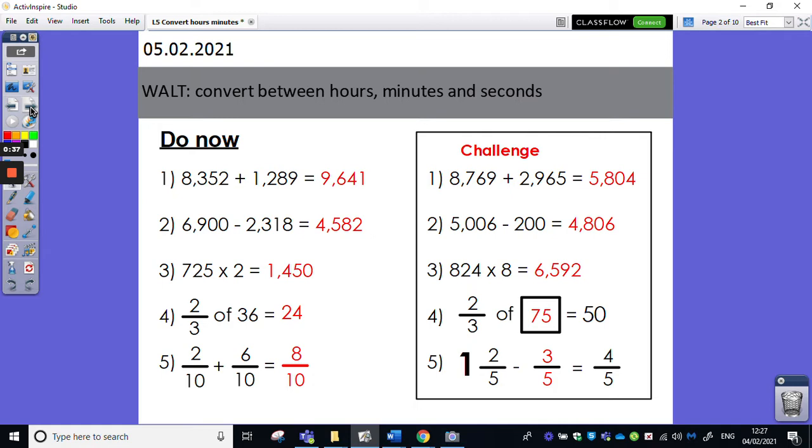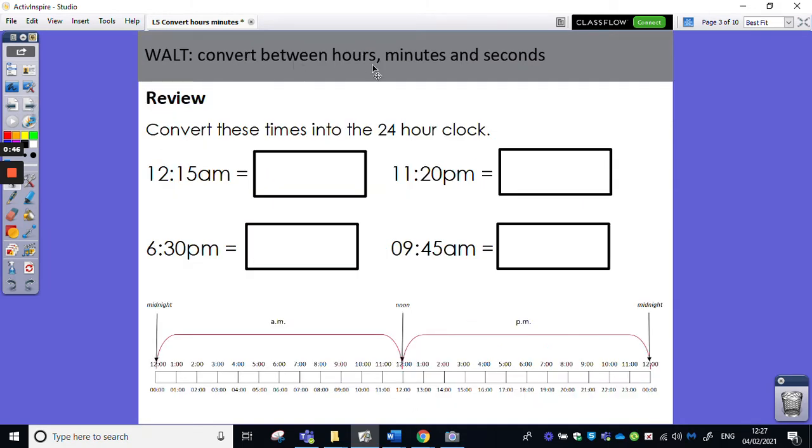Okay, hopefully those arithmetic questions are going well. Please do remember to post them to Seesaw so that your teachers can see how you're getting on. So today's lesson, as I said, we're going to be converting between hours, minutes and seconds.